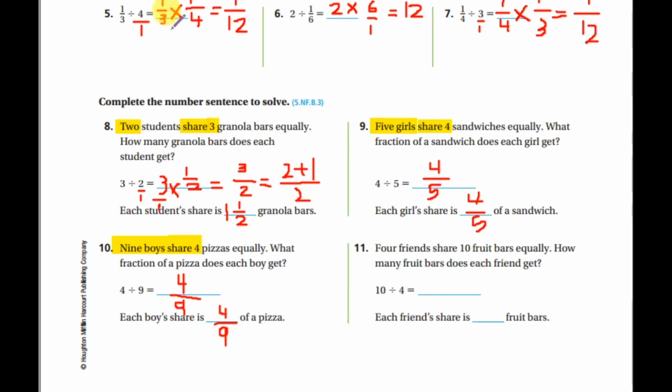Okay, let's go to the last one here. 4 friends share 10 fruit bars equally. So in here, the whole number is 10 divided by the number of students, which is 4. So it will be 10 over 4. And that's an improper fraction. Why? Because 10 is bigger than 4.